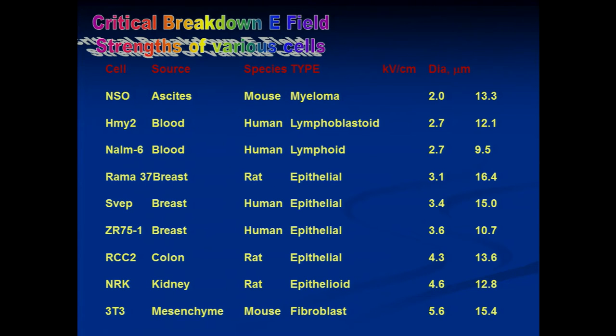So here is what we were talking about. This is kV per centimeter, and this is the diameter in microns. So 13.32, 12.1, 2.7. Higher the diameter, lower the electric field, but that is not always the case. Next time it's 9.5, still 2.7. All it shows is that it varies, and again it depends upon the cell type, the source, whether it's from the breast or the blood or anywhere else, colon or kidney, and the species, whether it's mouse, human or rat, and the type of the tumor, whether it's myeloma, lymphoblastoid, lymphoid, or epithelial.